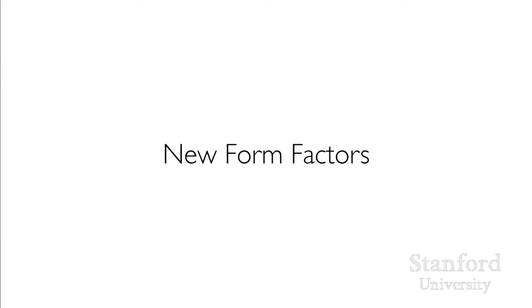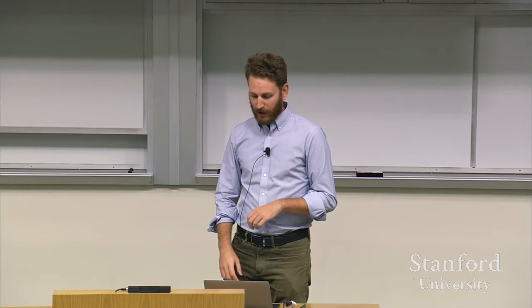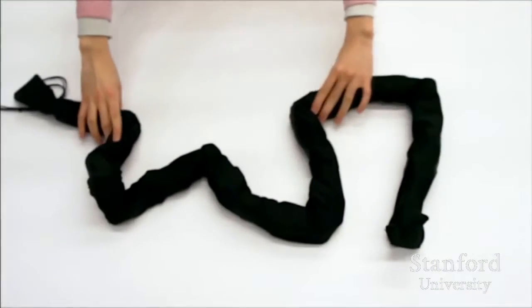So I'm quickly going to talk about a project that Ken Nakagaki led, that I was co-advising with Hiroshi while I was doing a postdoc at the Media Lab, that he's going to be presenting at UIST this year. The idea is, as opposed to having a shape display where you have all of these degrees of freedom in a 2D array, here we have a 1D array of actuators that can create a curve that you can manipulate. And so that can look like this.